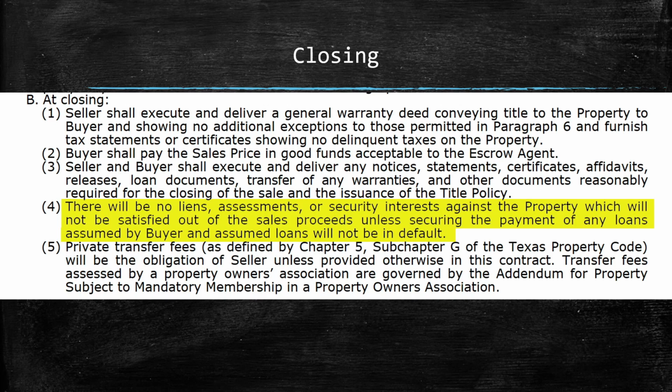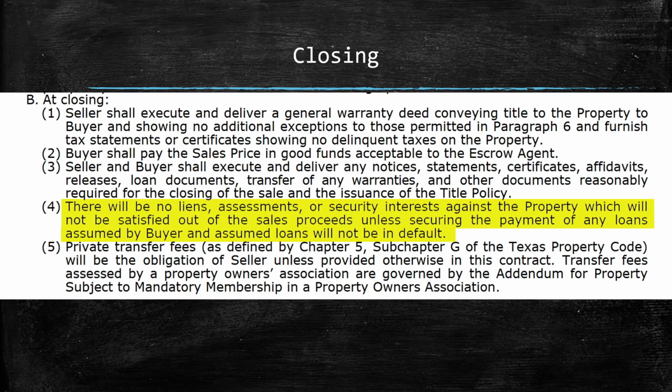Now, if the buyer is using financing to purchase the property, then immediately the buyer's lender is going to place a brand new security interest on the property for the buyer's mortgage. But at the moment that seller turns over the property to the buyer, there can be no liens, assessments, or security interests against that property.